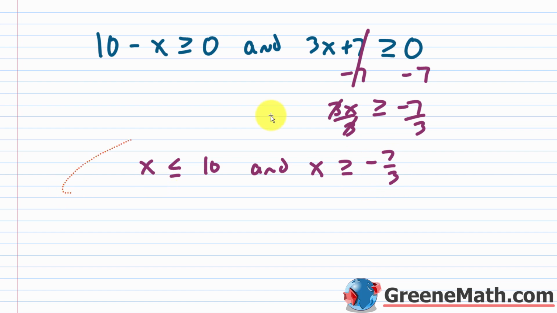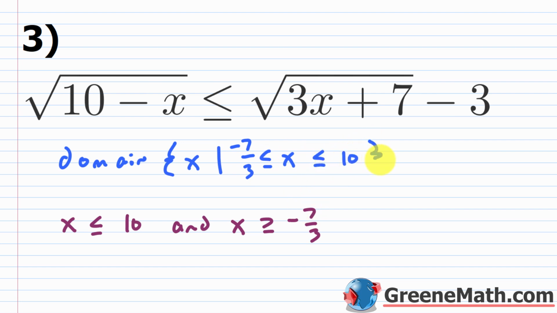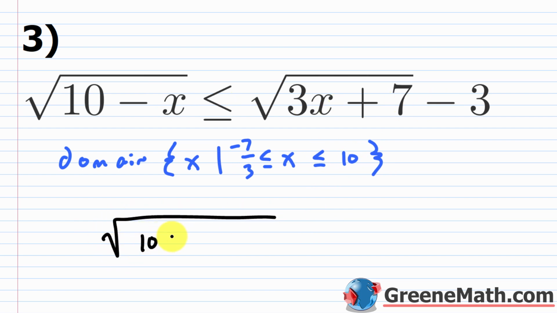Okay, let's consider this real quick. And so for the domain, let me write this out. For our domain, we will say that it's the set of all x such that x has to be greater than or equal to this negative 7/3, and it has to be less than or equal to positive 10. Okay, so now let's solve this related equation. So we'll say that we have the square root of 10 minus x equal to the square root of 3x plus 7, and then we have minus 3.